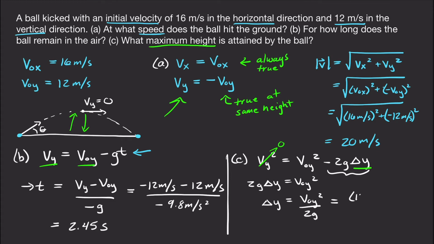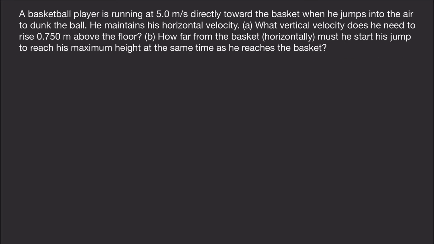So this is going to be 12 meters per second, all squared over 2 times 9.8 meters per second squared. Punch that in carefully, and you should get 7.35 meters. Okay?